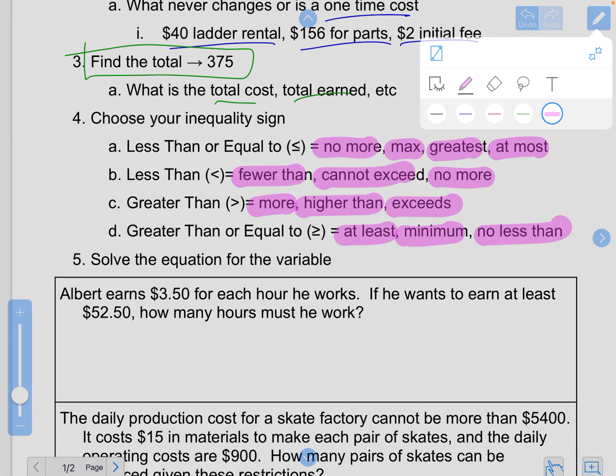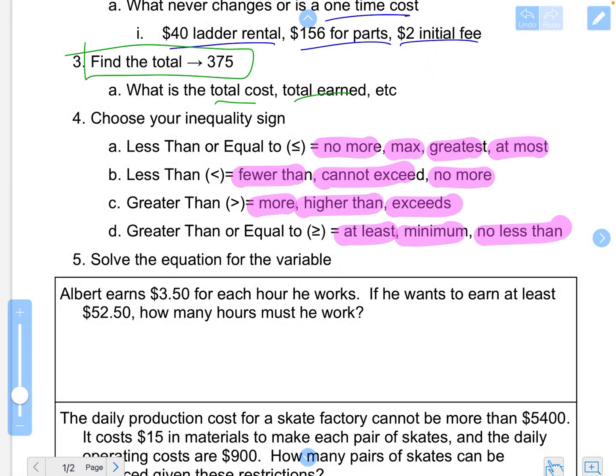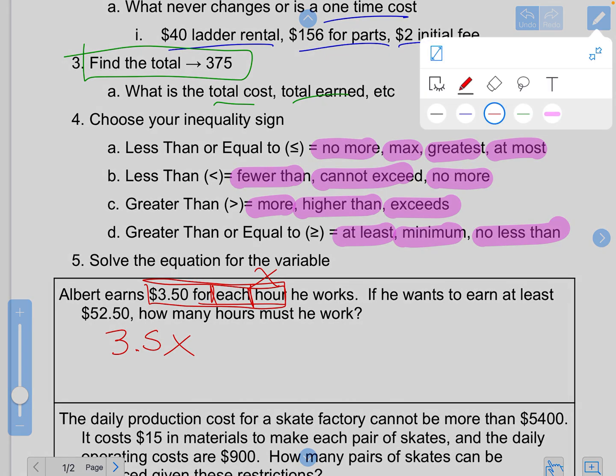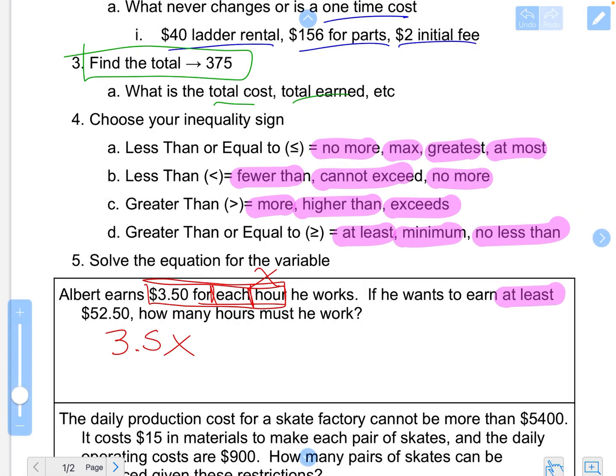So let's go through these problems and see if we can figure it out. Albert earns $3.50 for each hour he works. So I've got that magic word, each. So I know I'm going to have 3.5x, and our x is going to be hours. If he wants to earn at least $52.50, how many hours must he work? So I know that my total is 52.5. And so let's look at our list to figure out what at least means. At least tells me it's going to be greater than or equal to.